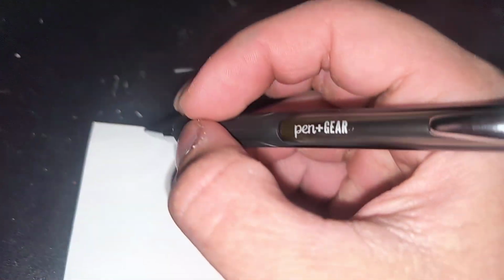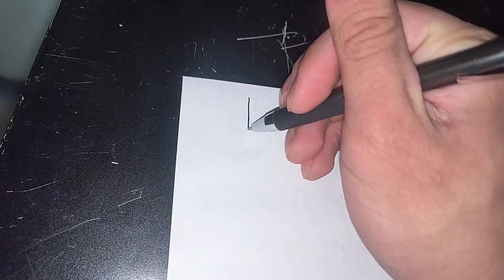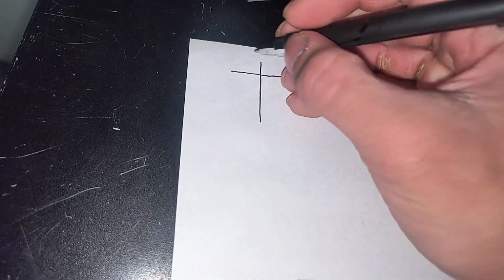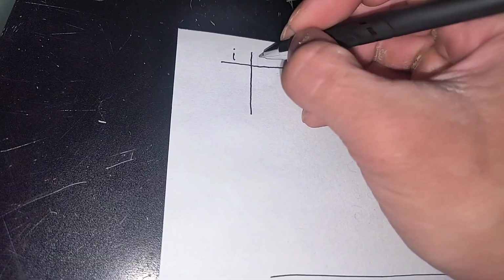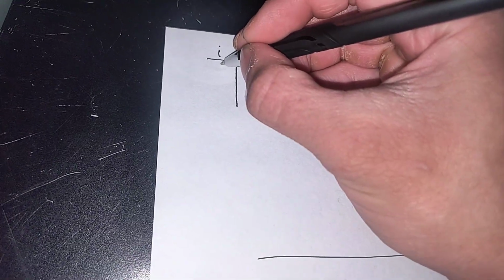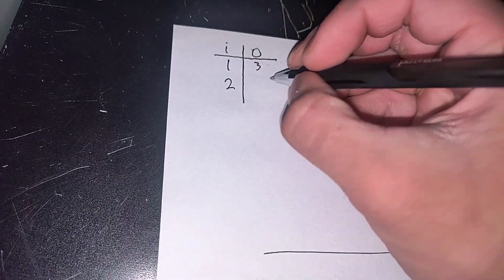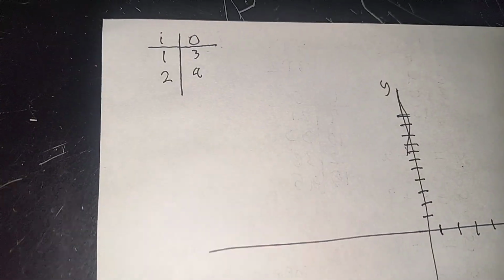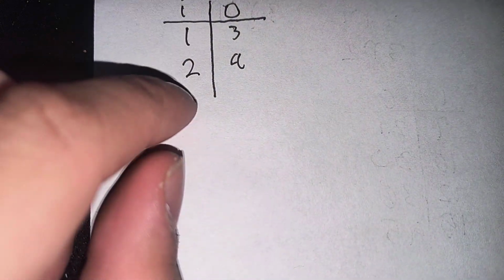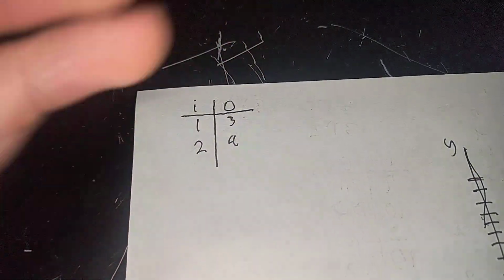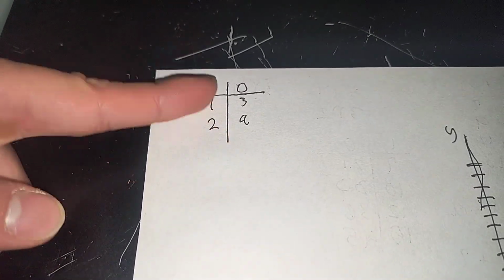Okay, let's say we had a table. We're going to start with a table, an input output table. And the input was 1, and the output was 3, and another input was 2, and the output was 4. I don't know if these actually have a discernible pattern, but let's just say this.